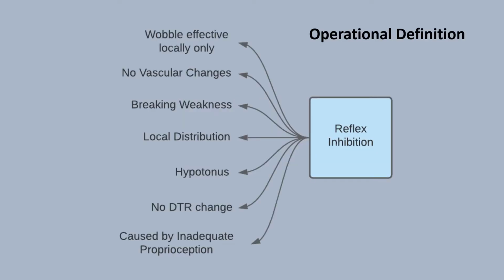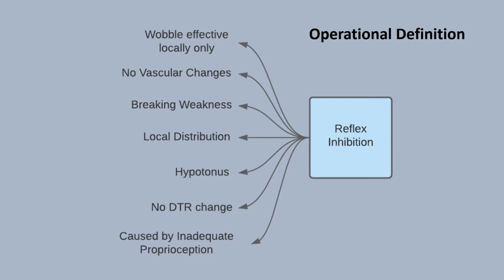Reflex inhibition is best described or defined operationally as shown in this slide. Clinically, you will find all of the above to a greater or lesser extent. But because the severity of reflex inhibition will vary from case to case, as will the sensitivity of the tester, a minimum must be found to claim reflex inhibition is present.